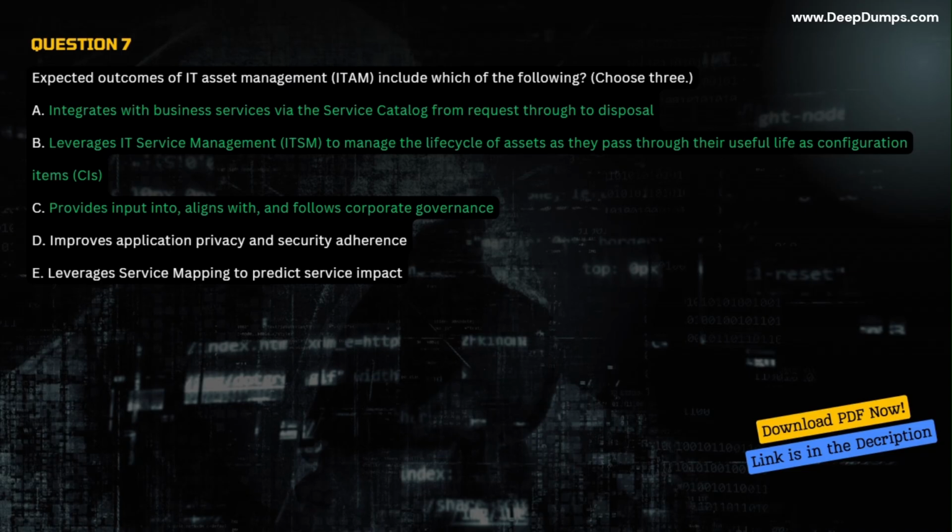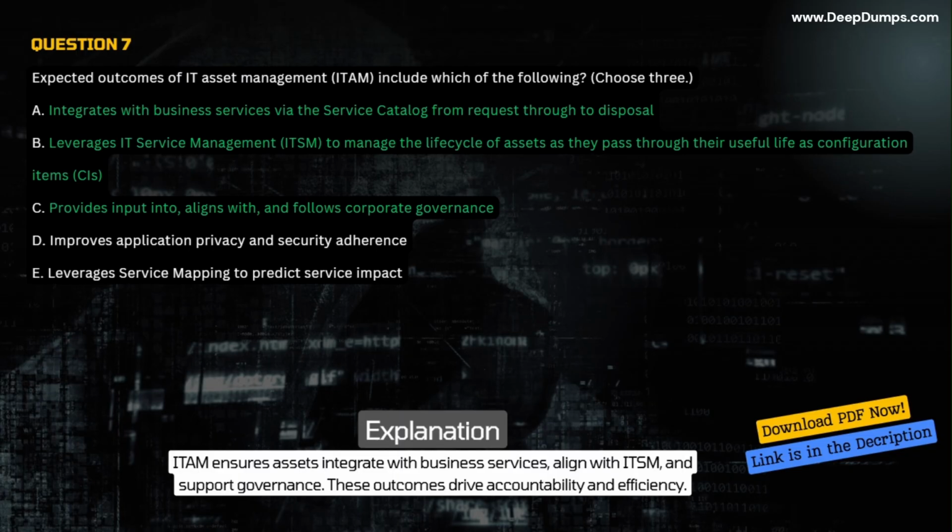Integrates with business services via the service catalog from request through to disposal. Leverages IT service management, ITSM, to manage the life cycle of assets as they pass through their useful life as configuration items, CIs. Provides input into, aligns with, and follows corporate governance. Explanation. ITAM ensures assets integrate with business services, align with ITSM, and support governance. These outcomes drive accountability and efficiency.